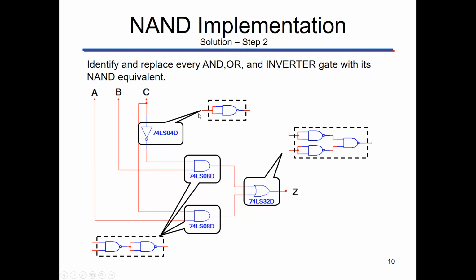So what we're going to do is redraw this. So this gate here, the inverter, gets replaced with that gate. The 2 AND gates get replaced with those 2, and the OR gate gets replaced with that one.